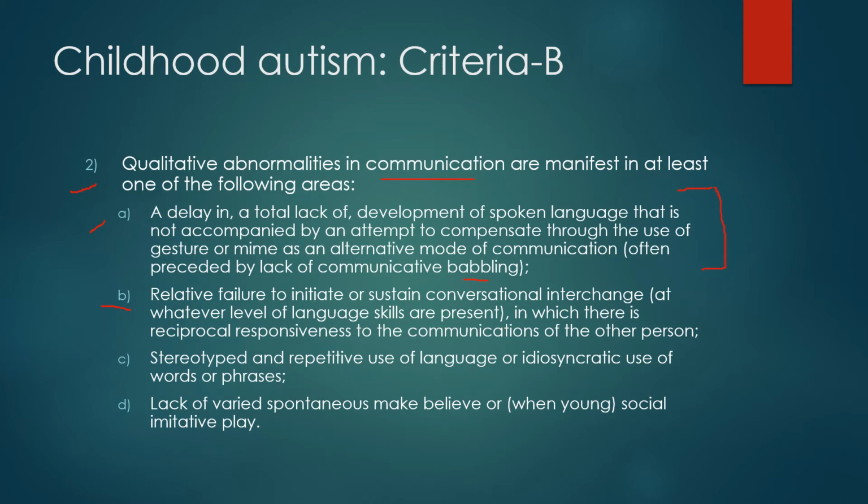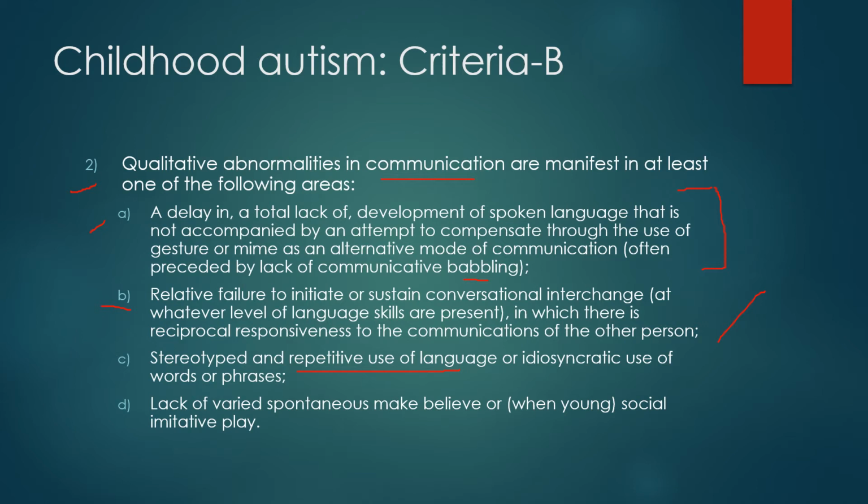B. Relative failure to initiate or sustain conversational interchange, at whatever level of language skill is present, in which there is reciprocal responsiveness to the communications of the other person. So if the other person is trying to have some discussion or talk in a friendly way, the person with autism has difficulty in understanding those and responding appropriately or accordingly. Stereotyped and repetitive use of language: in fact, they tend to use similar words or similar phrases and give the same answer to different questions.